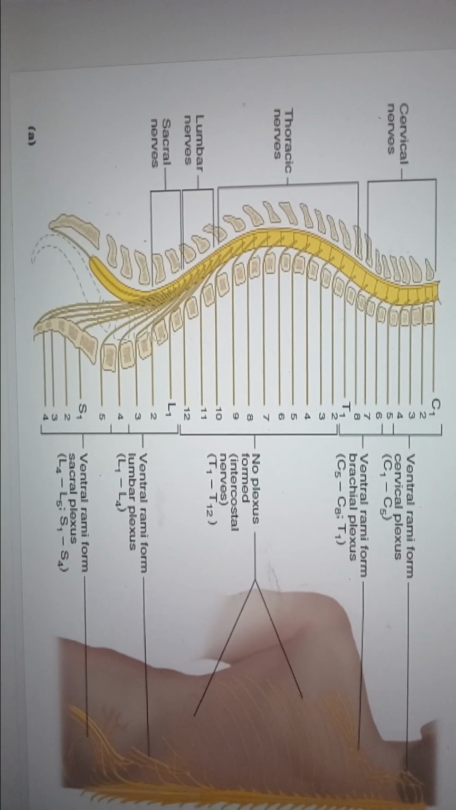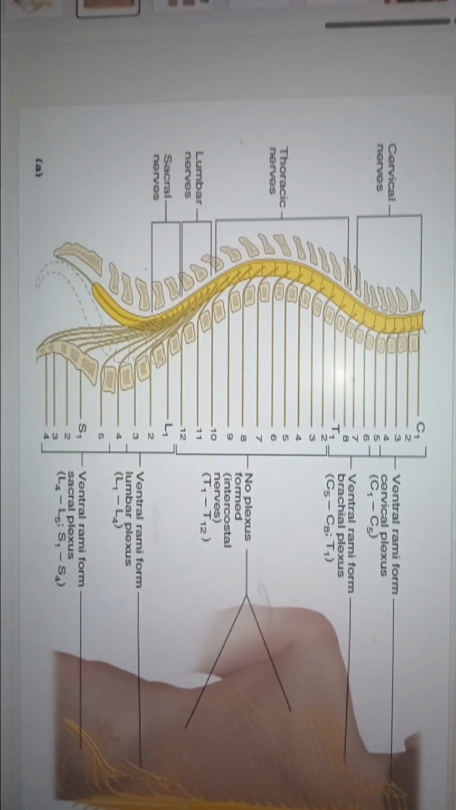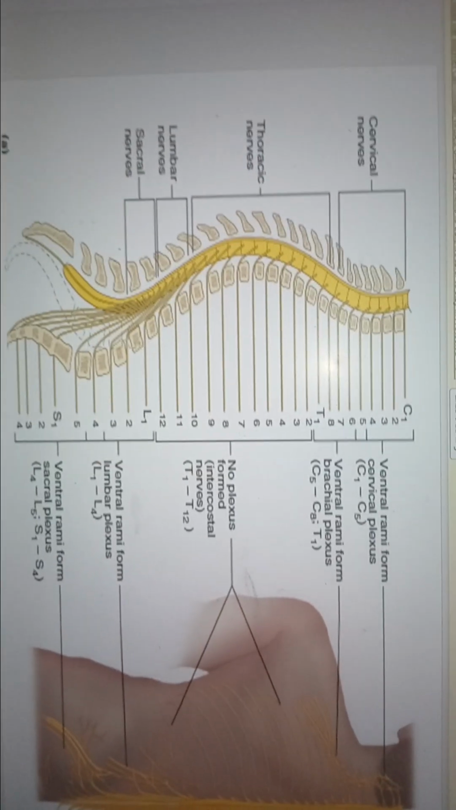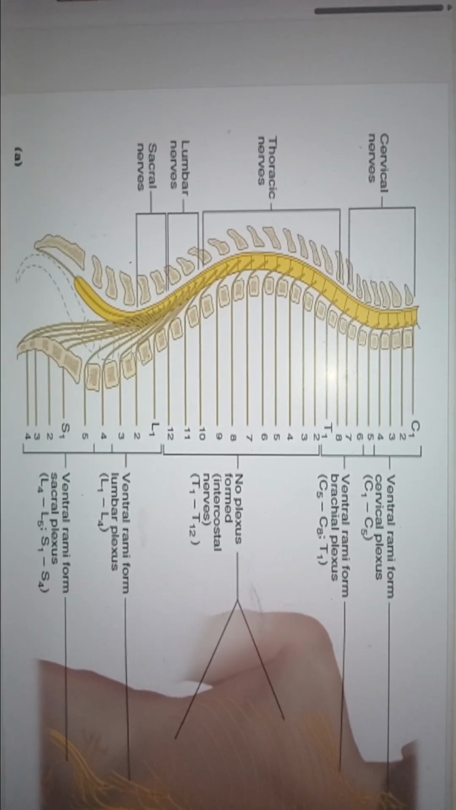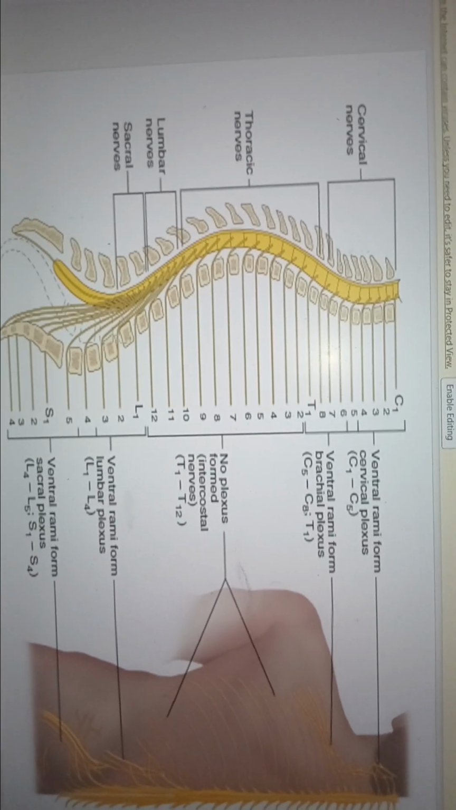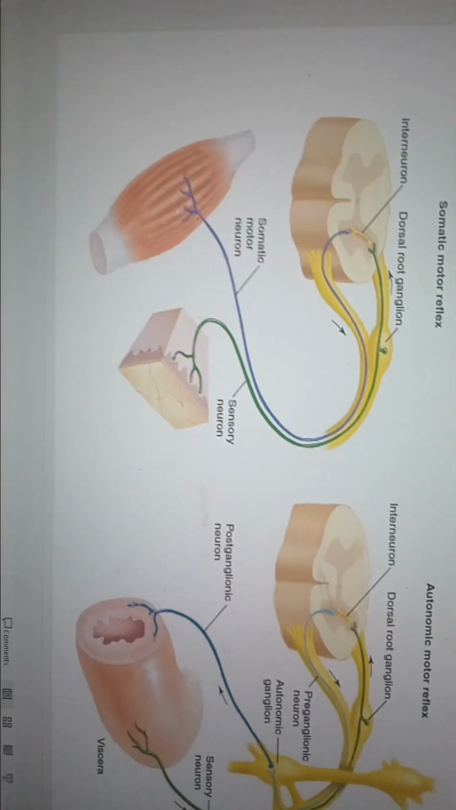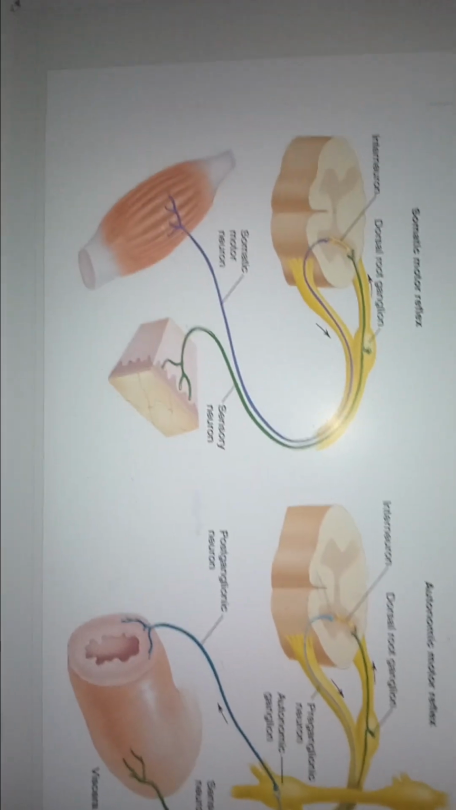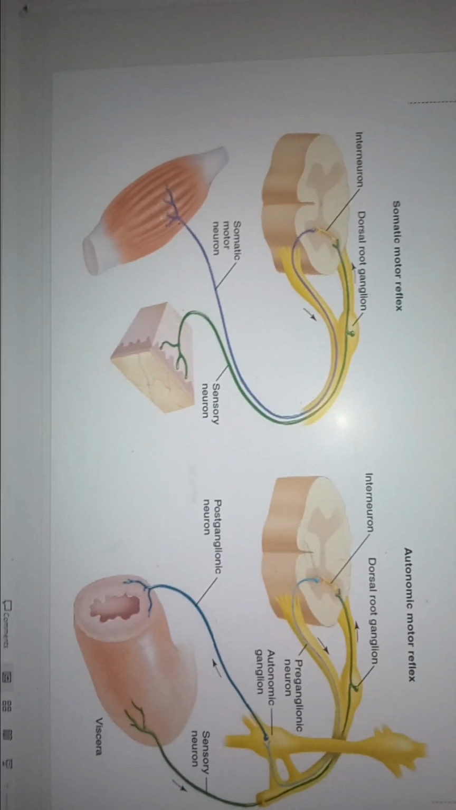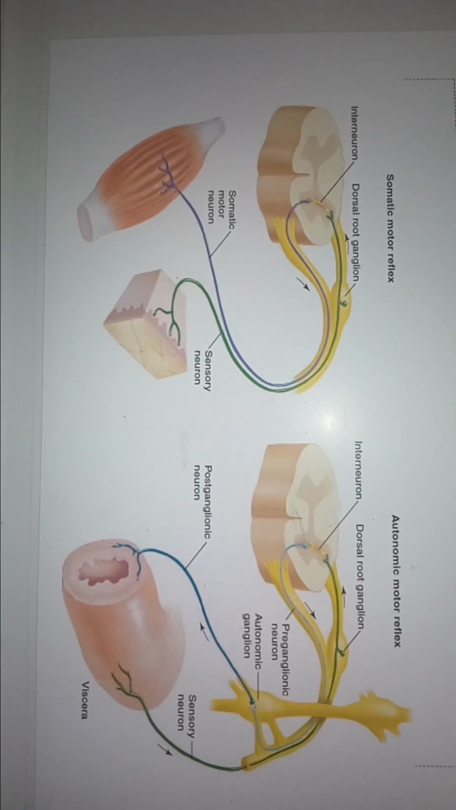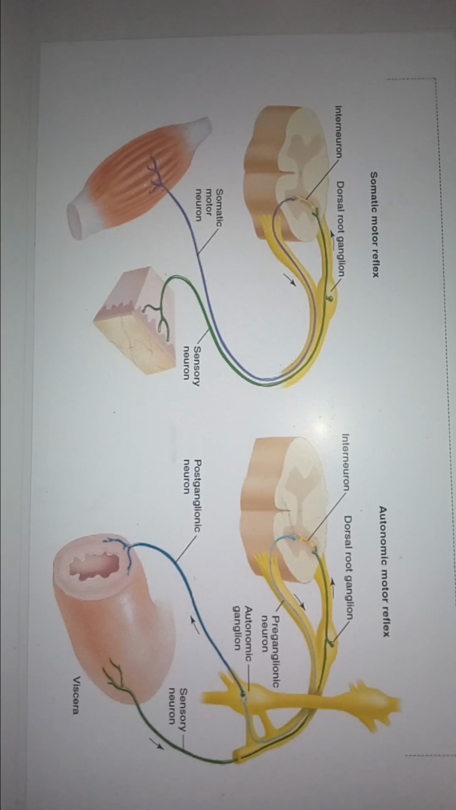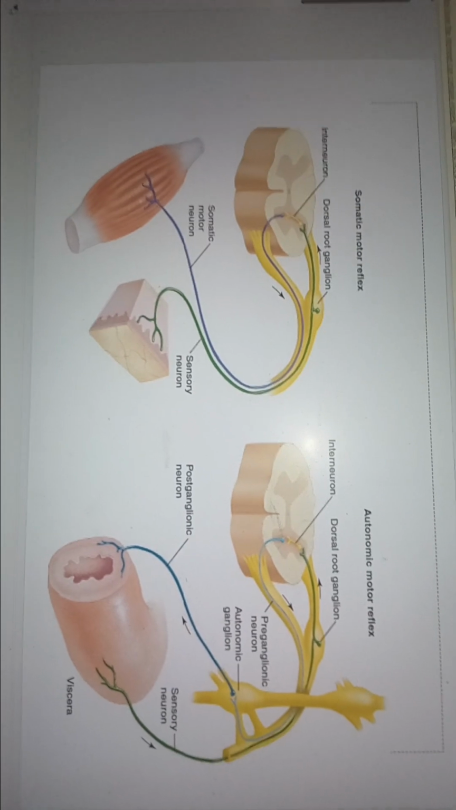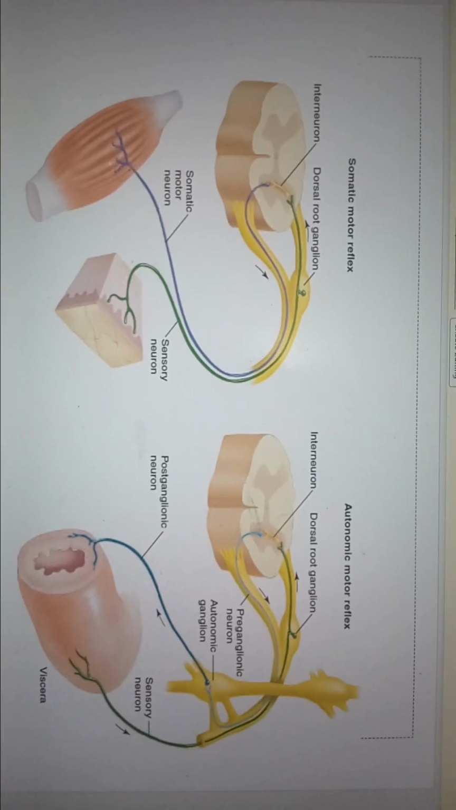So this is the figure of spinal nerves. We will not go into detail on these nerves, okay, but we must know the divisions of the spinal nerves. So this was our first topic, that is the peripheral nervous system. In the peripheral nervous system, we were discussing the two types of nerves, cranial and spinal nerves, in detail. Now this figure is showing the somatic motor reflex and autonomic motor reflex. In the second lecture we will discuss the somatic and autonomic differences.